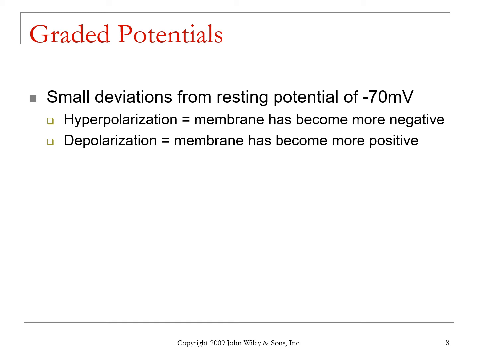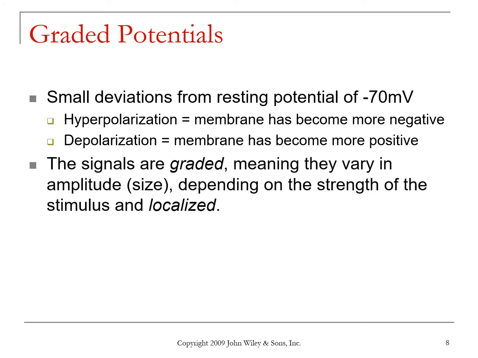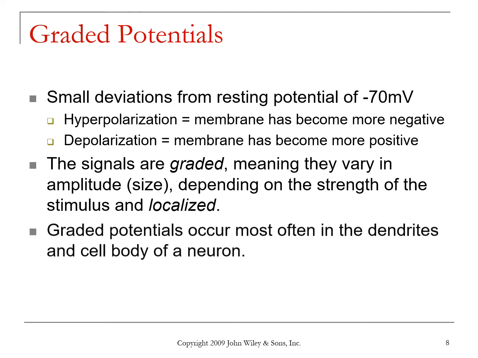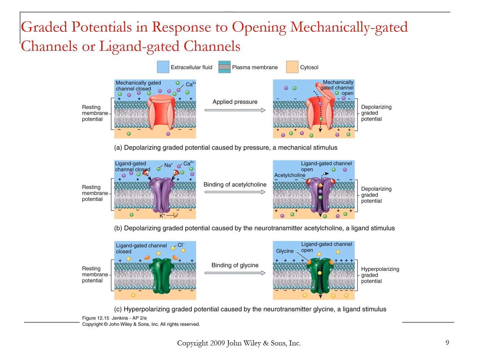So these graded potentials are caused by various stimuli that now open channels in the membrane. They're called graded potentials because they can vary in the change in the voltage, or the amplitude, depending on the strength of the stimulus. They are also localized to the dendrites and cell body. Graded potentials can be created by the opening of mechanically gated channels or ligand-gated channels.